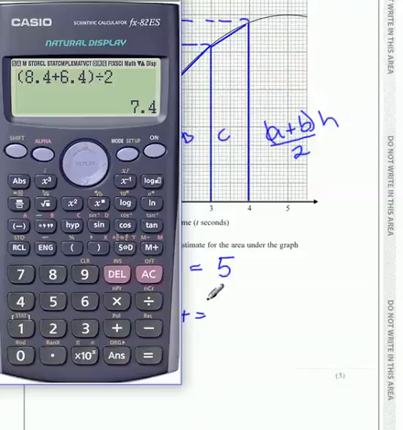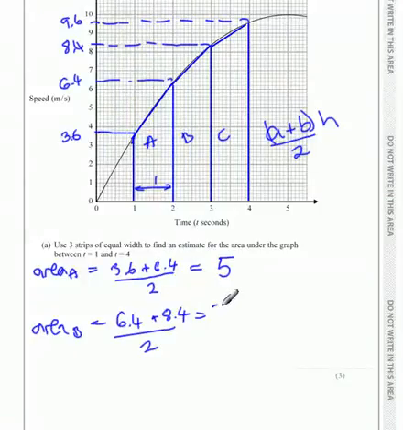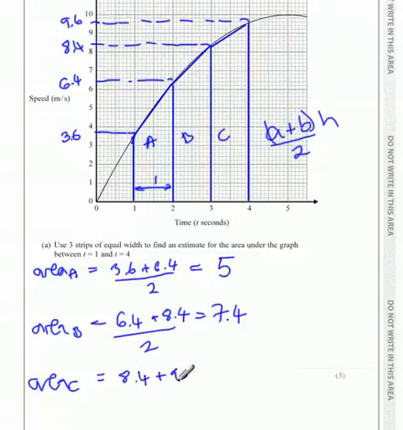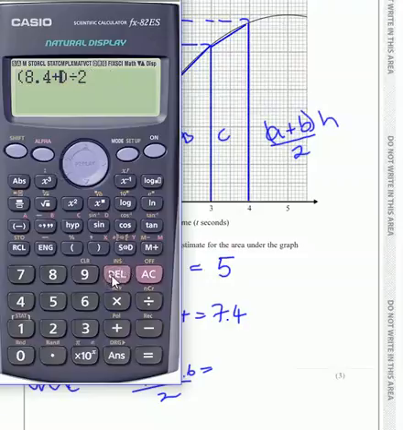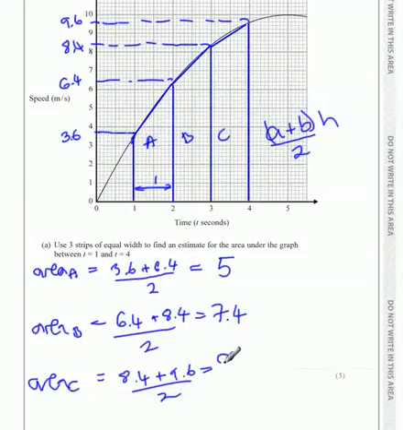That gives us 7.4. And then the area C, we're going to do 8.4 plus 9.6 all divided by 2. Again, times by 1 for the height. So on this, changing this one to 9.6, and that gives us 9.